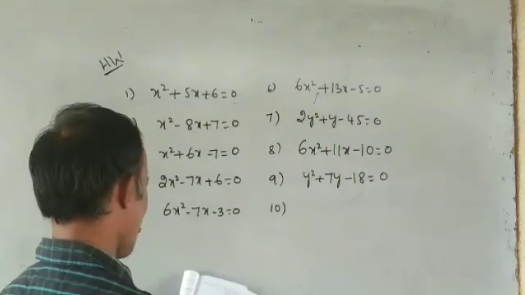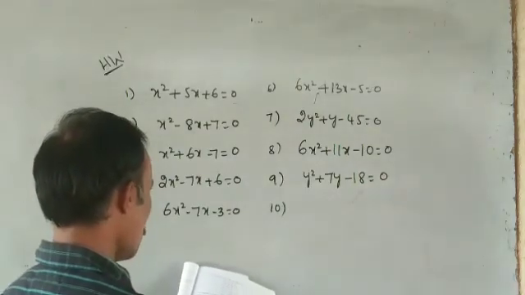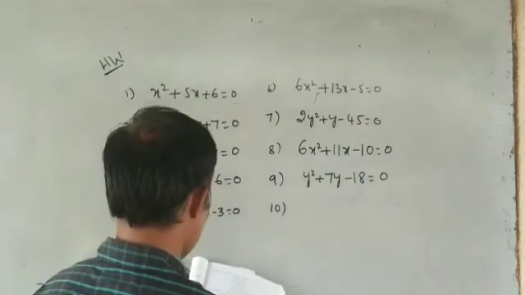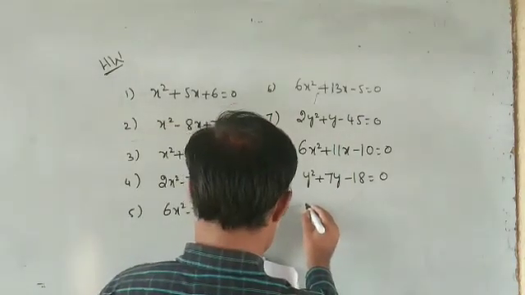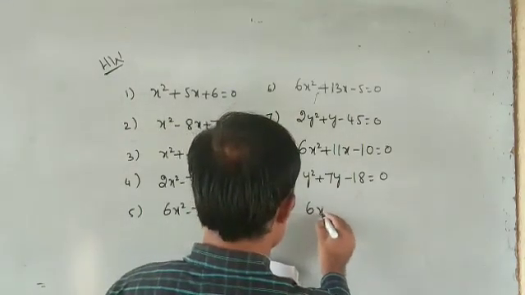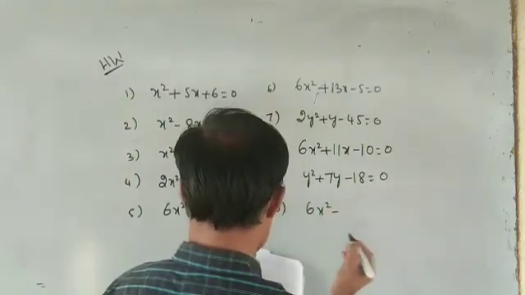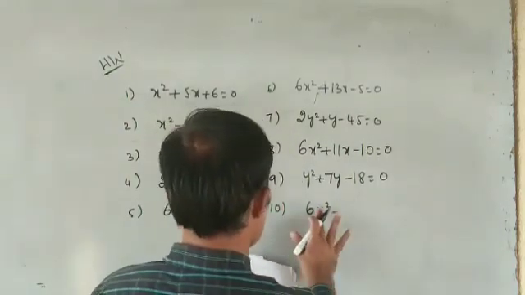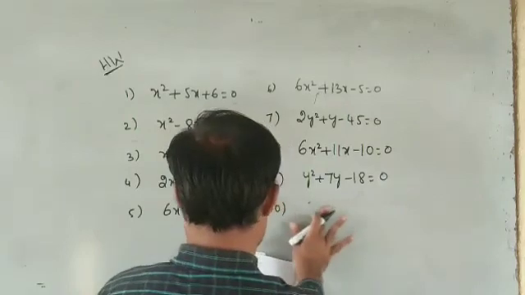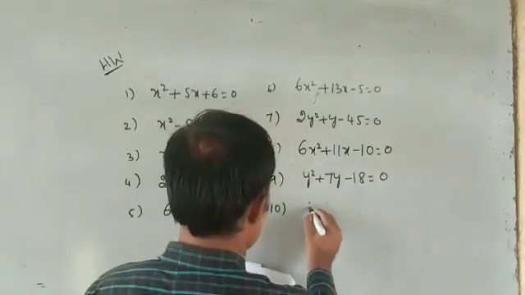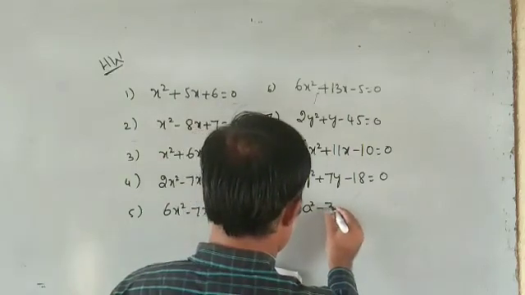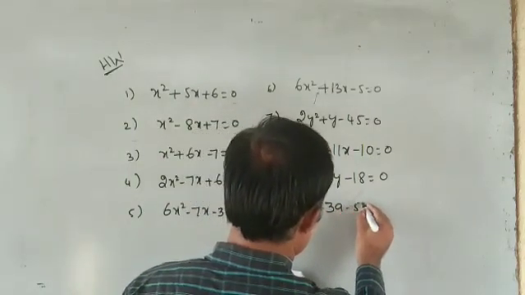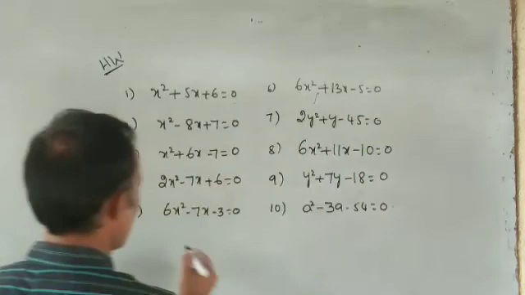Question number 10, the last one: a square minus 3a minus 54 is equal to 0.